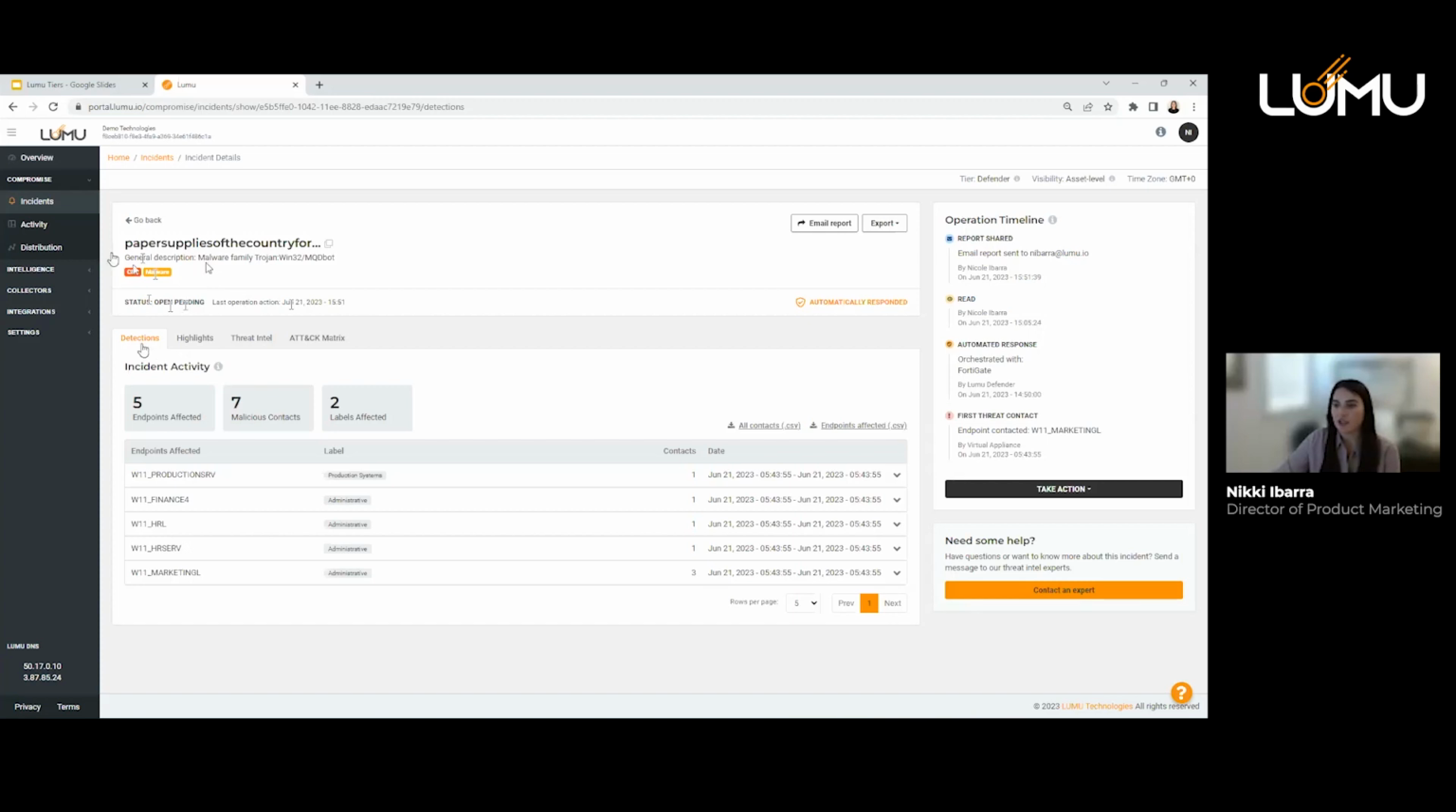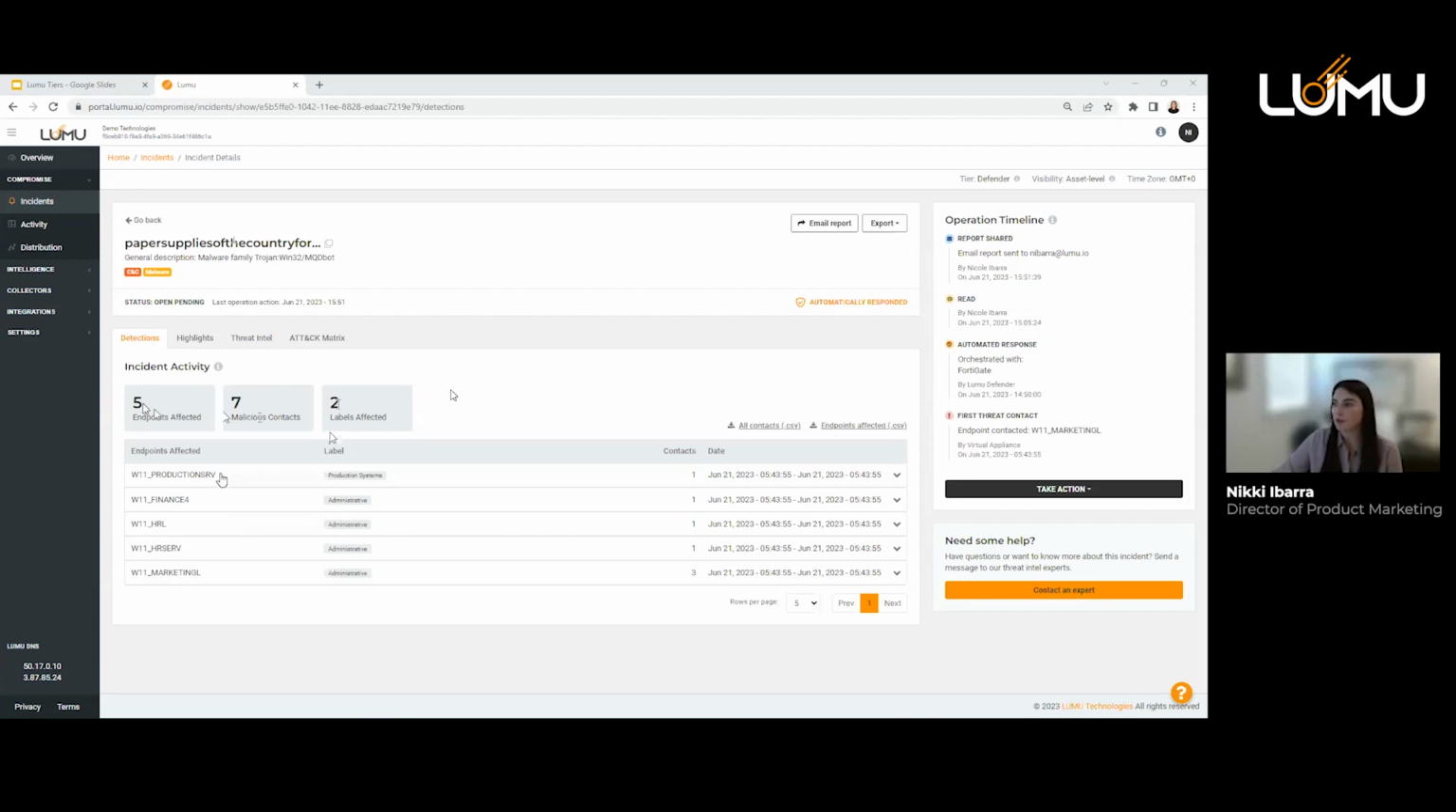And then under the detections tab, you're going to see that distribution across the organization of different endpoints that have been impacted. So different endpoints across the network that have been impacted by this particular IOC here. As you can see, we have 5 endpoints that are being affected. 7 malicious contacts means there's been contact 7 times throughout those different endpoints. And then 2 labels affected. And we'll talk about what labels are in just a little bit when we go into the other tabs.